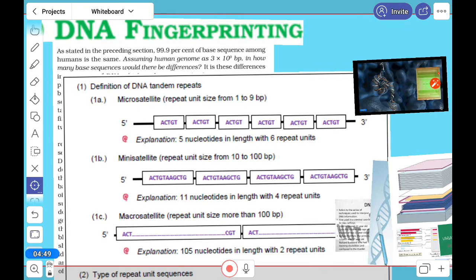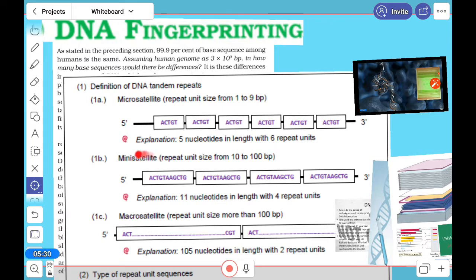Now in VNTR, the DNA tandem repeats, there are a few terms. You see the size of the repeats: if it is 1 to 9 base pairs, meaning a smaller number, here it is 5 in between. So this is called microsatellite. It is also termed STRs, short tandem repeats. So how many repeats are there? 1, 2, 3, 4, 5, 6. Here there are 6 repeats. So this number is unique.